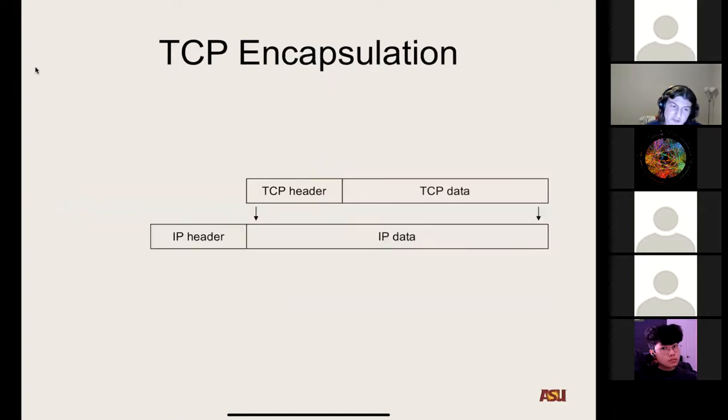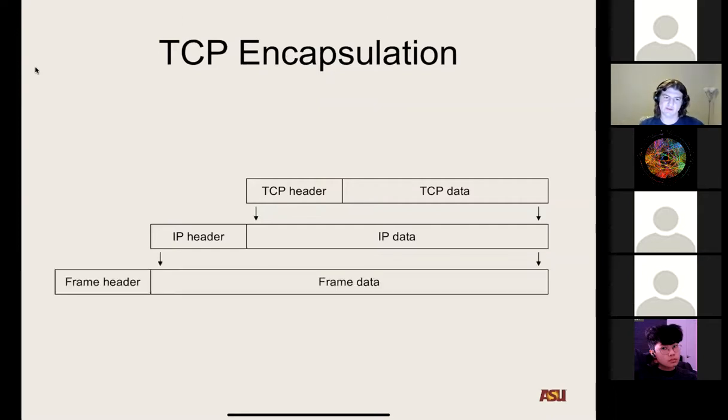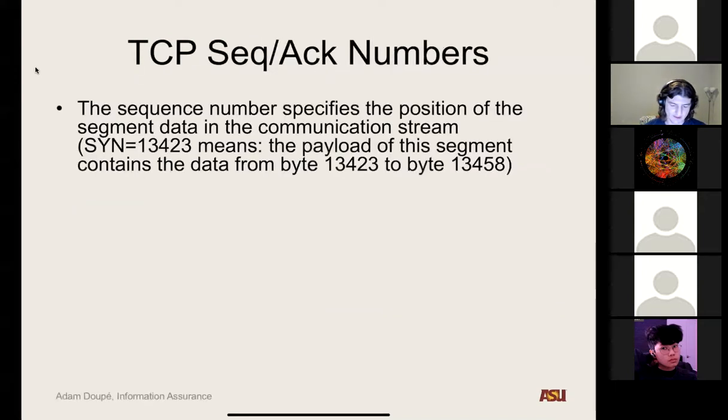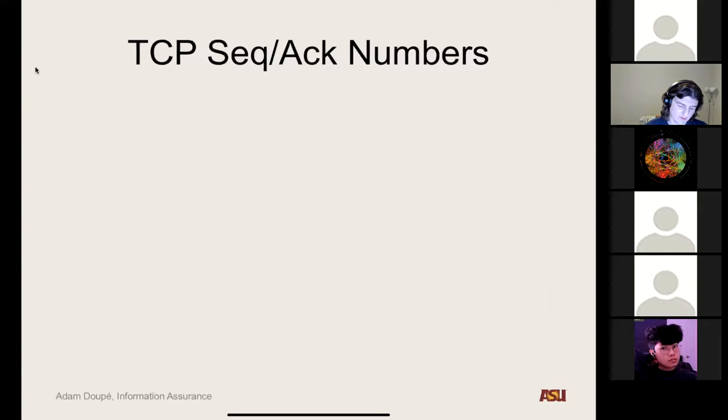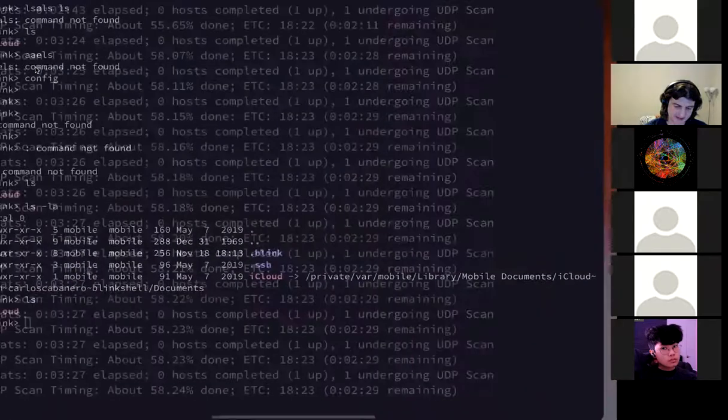Sweet. So just like before, our TCP header goes at the start of the TCP data. That's put inside the IP data. So we have the IP header, and then we have the Ethernet header with the Ethernet data. And again, the IP header and the TCP header don't change from hop to hop. Cool. Okay. Now we need to see how all this works.